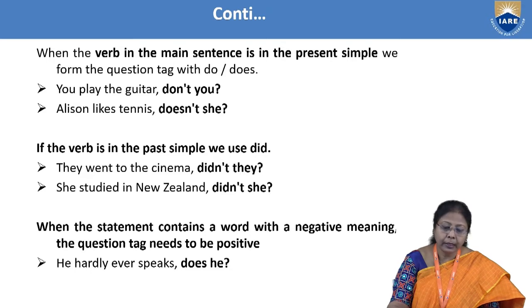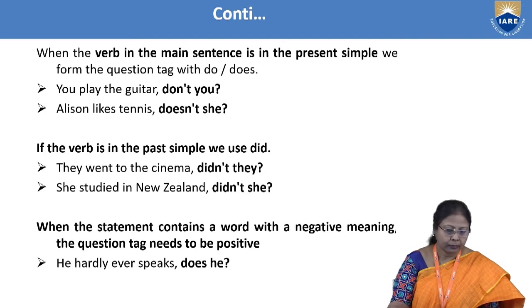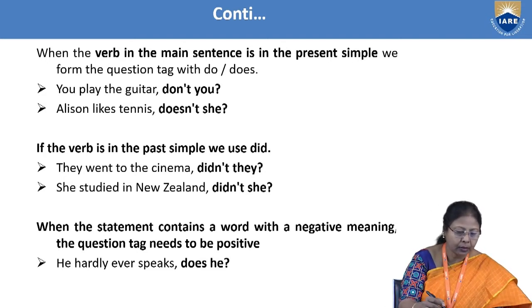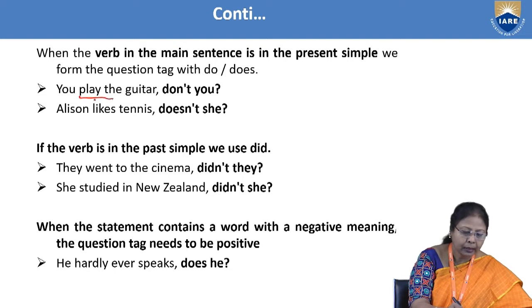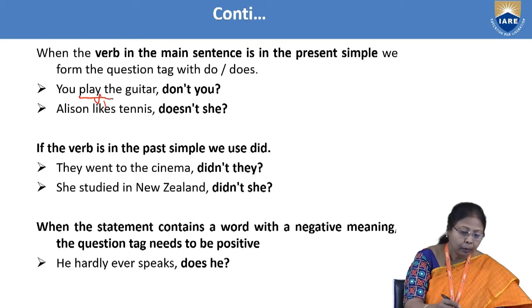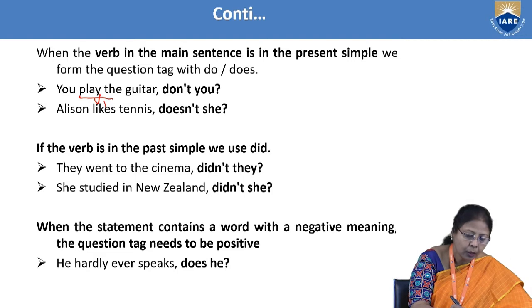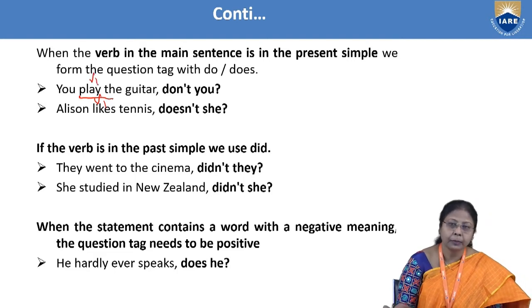When the verb in the main sentence is in the simple present tense, we form the question tag with do or does. This also we have slightly discussed. You play guitar, don't you? Here, play comes under simple present tense, that is V1, and V1 gives rise to do.